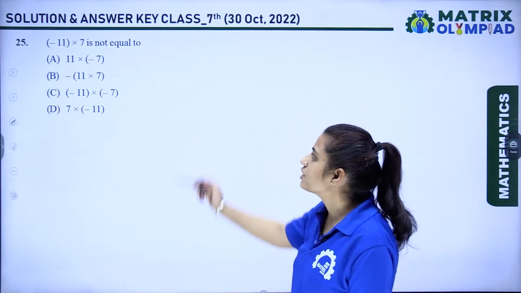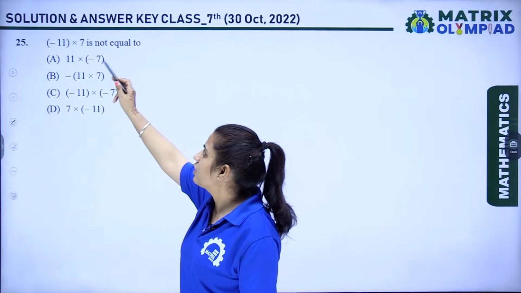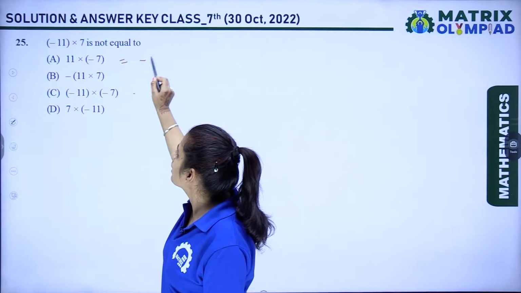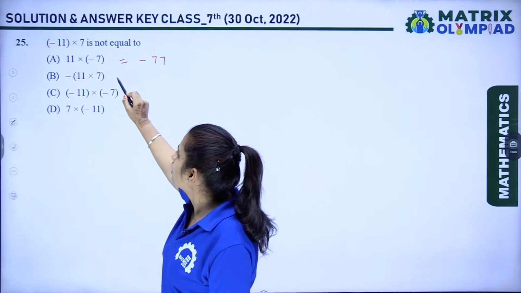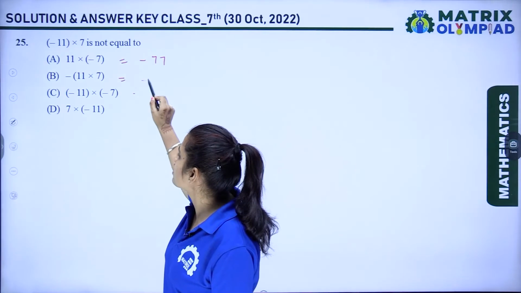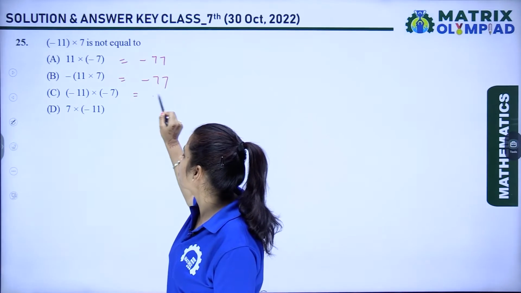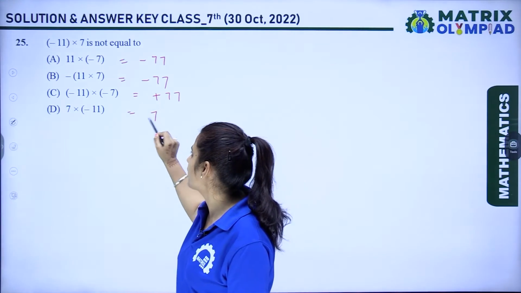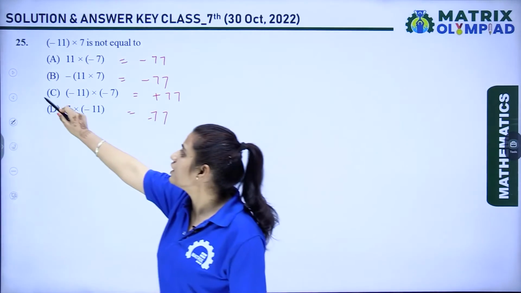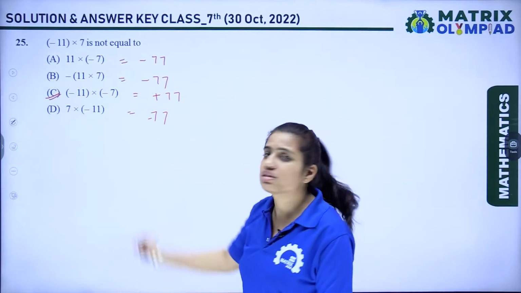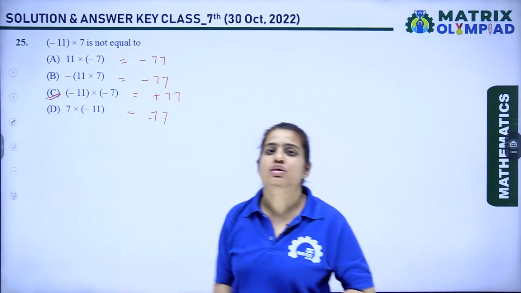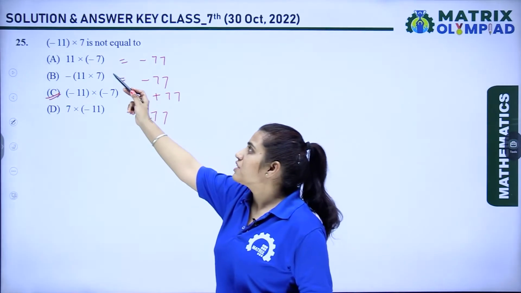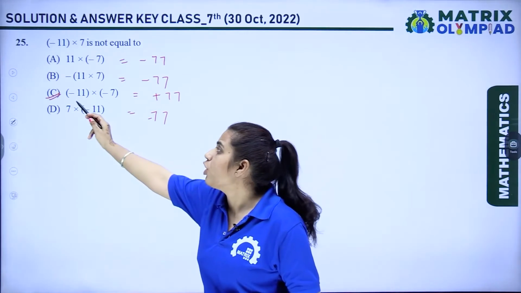Now the next question is, -11 multiplied by 7 is not equal to. Here in option A we get -77. Here the product is -77. Here the product is +77, and in the last option we have -77. So option C is the correct answer, as two negative signs will always become positive. So -11 multiplied by 7 is not equal to option C.